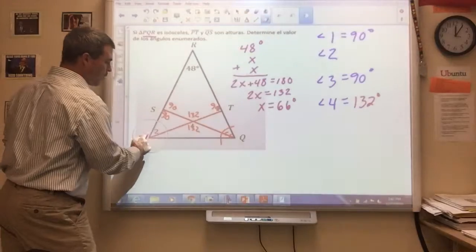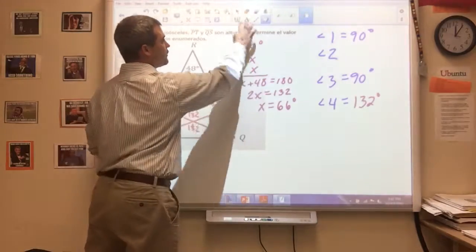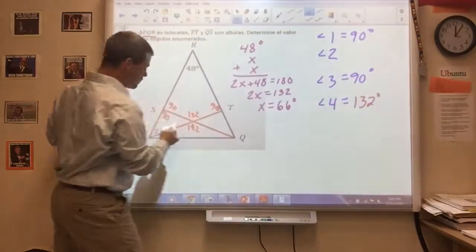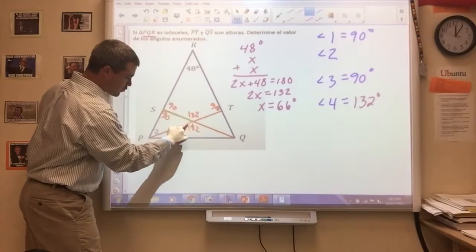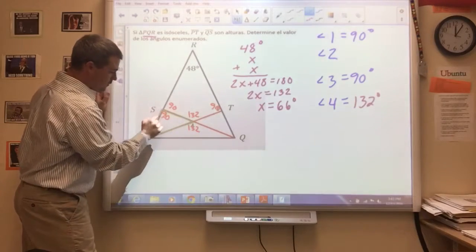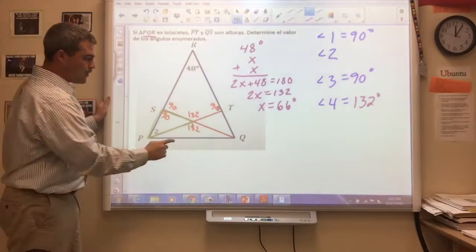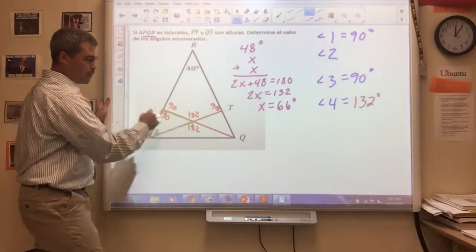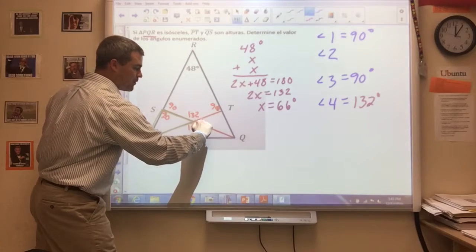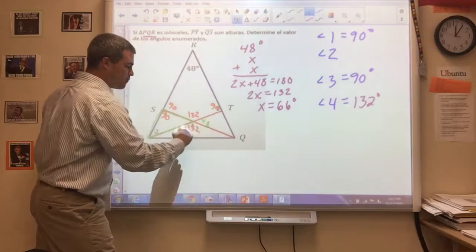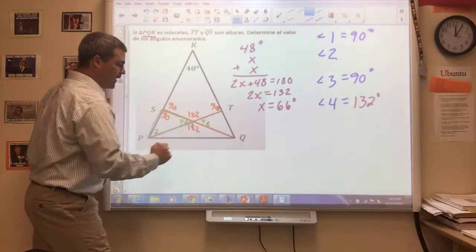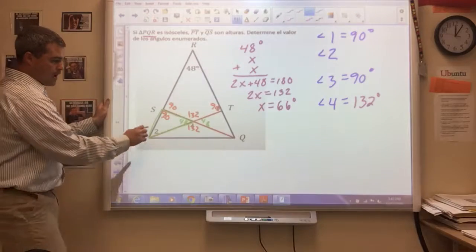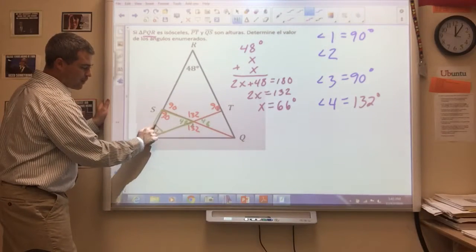But there's another way I could use the angles that I've already solved, and let me show you. If I highlight this right triangle in here, I know that vertical angles are congruent, and adjacent angles to those are supplementary, which means this angle is 48, and this angle is 48. And now I can find the answer to angle number 2.